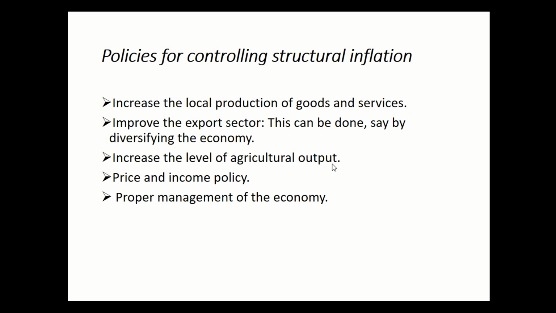Agricultural output. Here we are saying agricultural output because our countries, mainly less developed countries, depend on agriculture. When we develop the agriculture, it is a keyword. It is a key solution to the problem of supply. There is a price and income policy to reduce the cost of production, so that firms produce at low cost. There is the proper management of the economy by doing whatever could cause an increase in the production process.